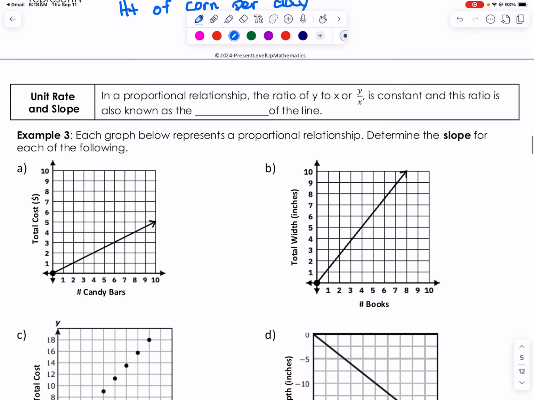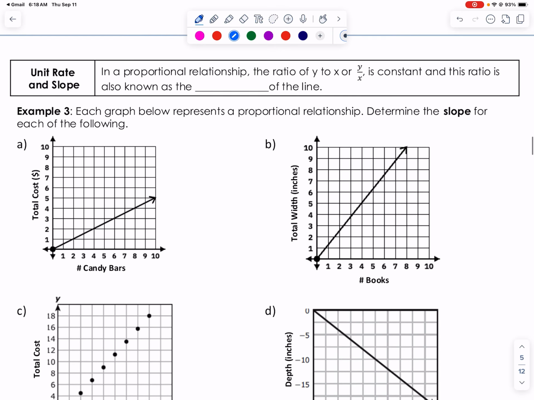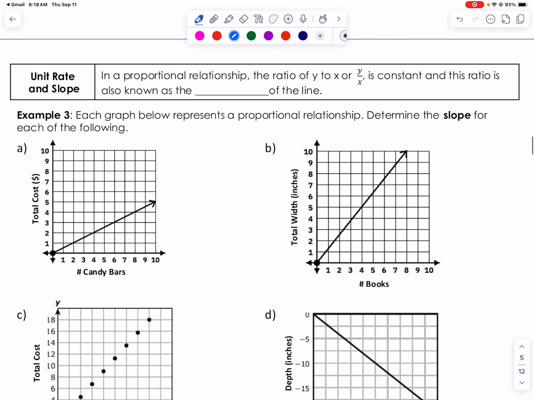All right, unit rate and slope. In a proportional relationship, the ratio of y to x, or y over x, is constant, and this ratio is also known as the slope of a line. Now, you've probably seen the word slope in previous courses, but we're going to explore it a little bit more today as it relates to proportional relationships.